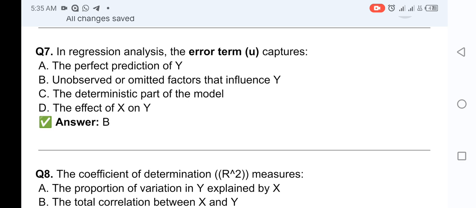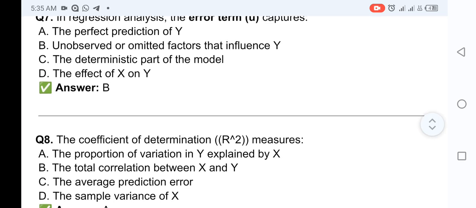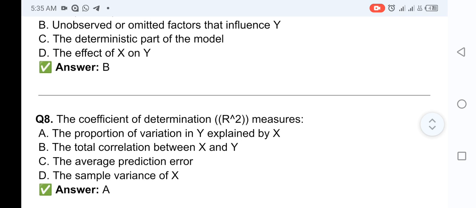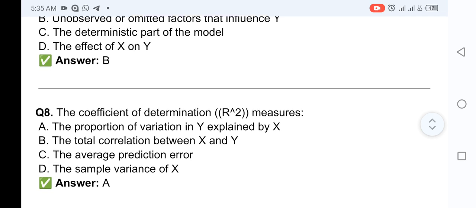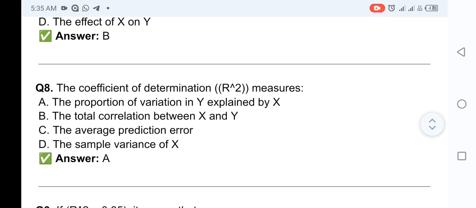Q8. The coefficient of determination, r squared, measures: A. the proportion of variation in y explained by x, B. the total correlation between x and y, C. the average prediction error, D. the sample variance of x. Answer, A.